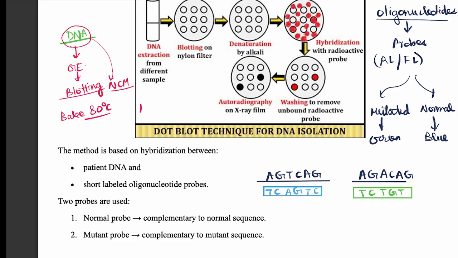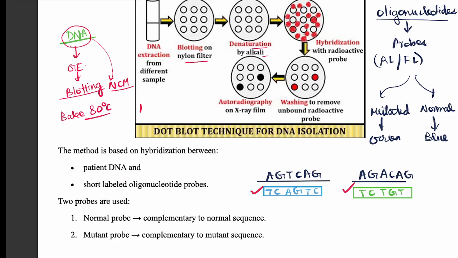Once the DNA is fixed on the nitrocellulose membrane, this DNA can either be normal DNA or mutated DNA. This DNA is fixed on the nylon filter, and denaturation has also been done so that the DNA separates into single strands. Now we will add both the probes together on the membrane. So we have added this blue probe, and we have added the green probe also.